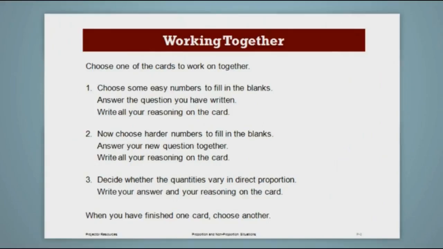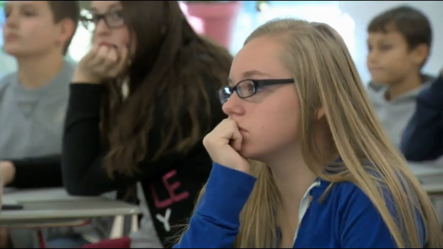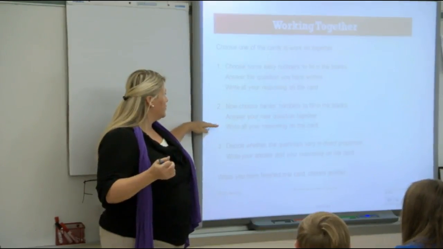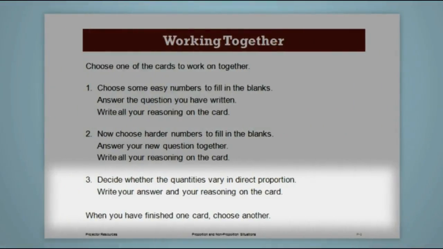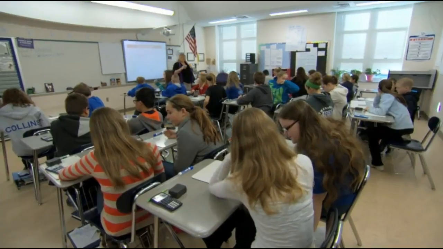Choose one of the cards to work on together, and you're going to choose some easy numbers to fill in the blanks. You're going to answer the question you have written and write all of your reasoning on the card, working together on this. Then you're going to choose harder numbers to fill in the blanks and answer your new questions together, writing all your reasoning on the card. Decide whether the quantities vary in direct proportion or not in proportion. Write your answers and your reasoning on the card. When you have finished one card, you're going to choose another. Okay, you can begin with your partner.